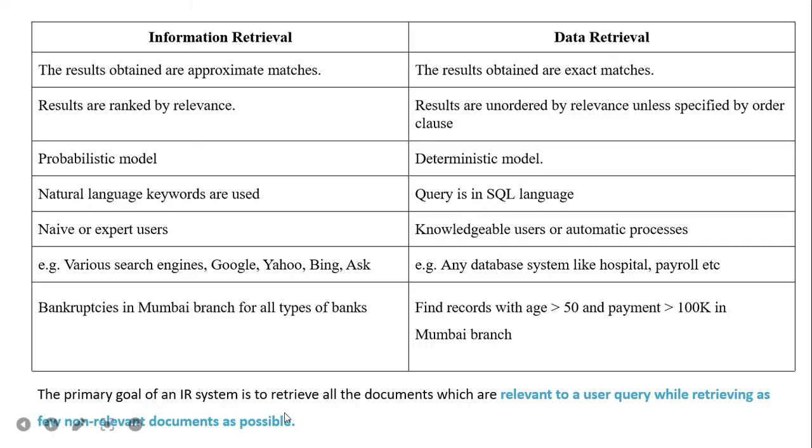The primary goal of an IR system is to retrieve all documents which are relevant to the user while retrieving as few non-relevant documents as possible. So here in an IR system we will not get 100% accurate results, that is, the IR system retrieves all relevant documents, but some irrelevant documents also get retrieved.